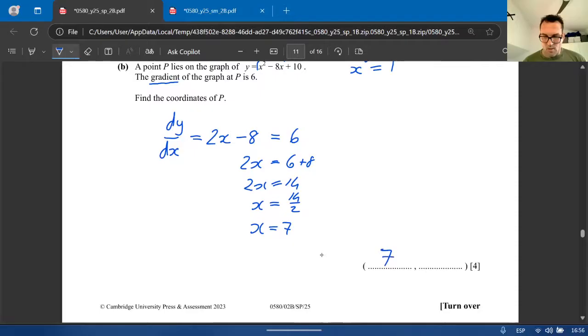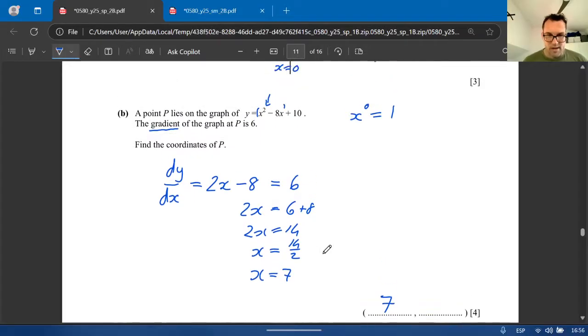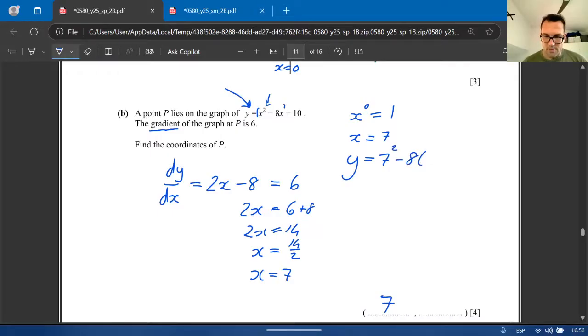We just need the y now. Where is the y? Right over there, there's a y. How do we get it? By putting the x in there. So we get y, and we know x is 7 now, right? So that will be 7 squared minus 8 times 7 plus 10.